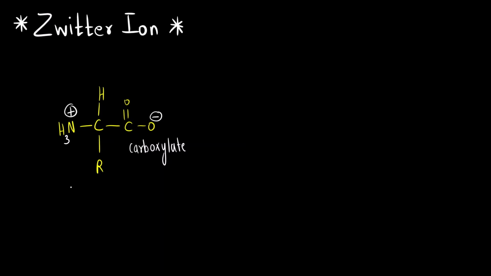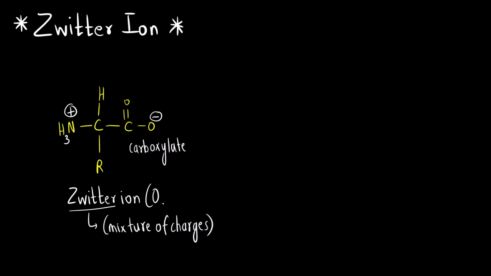This form of the amino acid is called a Zwitter ion. What is the meaning of this term Zwitter? It means mixture of charges. It has both positive and negative charges. So the overall charge of a Zwitter ion is always going to be 0.